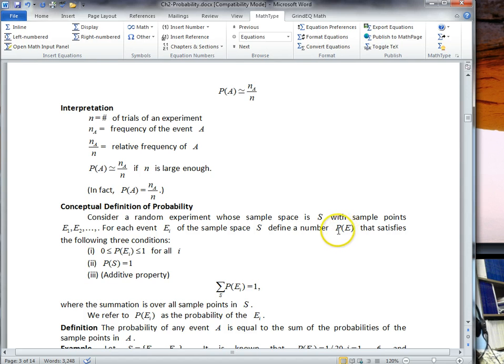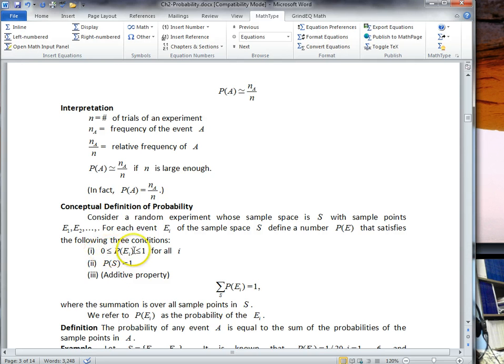So for each elementary event, we have a number called P of E that satisfies three conditions. We want P of E to be between 0 and 1. We want P of S, the whole sample space, to be 1. And we want, if we add all the probabilities of those events for all points in the sample space, they should add up to 1. So now we call this P of E the probability of event E sub i.